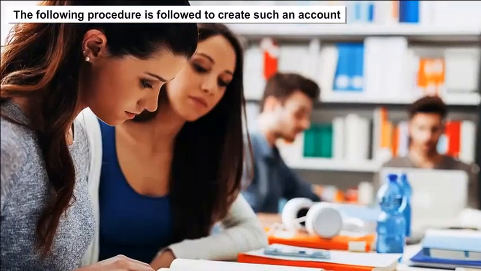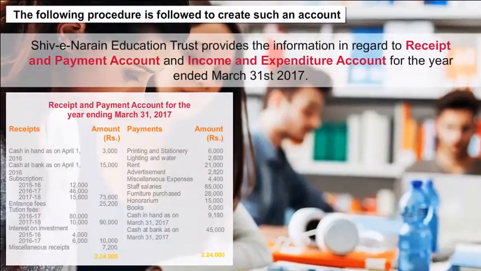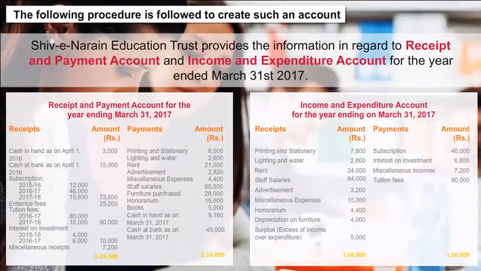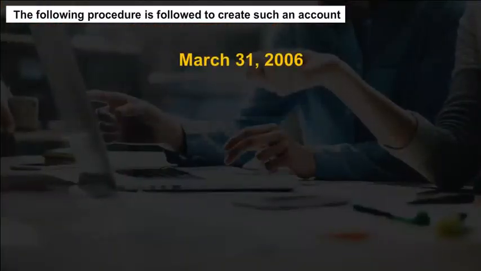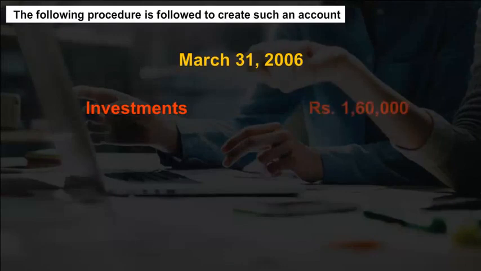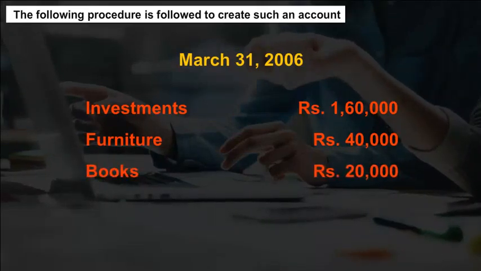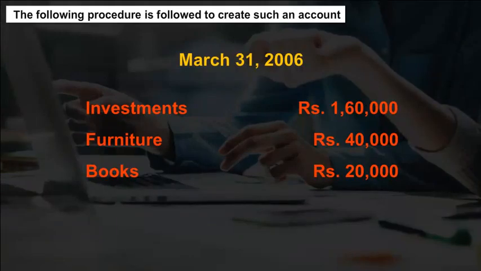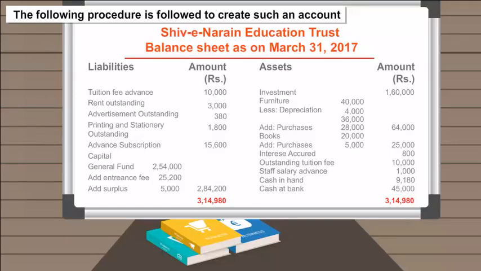For example, Shiv E. Narayan Education Trust provides the information in regard to receipt and payment account and income and expenditure account for the year ended March 31st, 2017. On March 31st, 2016, the following balances appeared: investments rupees 1,60,000, furniture rupees 40,000 and books rupees 20,000. Prepare opening and closing balance sheet. Balance sheet as on 31st March 2016. Balance sheet as on 31st March 2017.